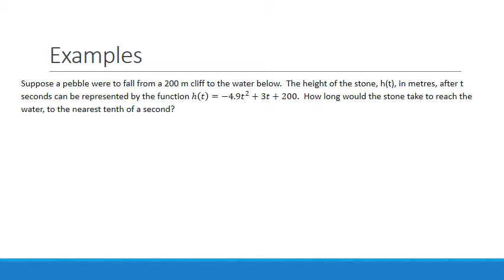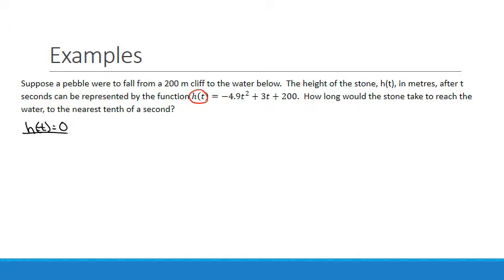Okay, so it says how long, so that's time. So that means we're going to be looking for t. That means we have to come up with a value for h. Remember that's height, and we're wondering how long the stone would take to reach the water. So we have to ask ourselves, what is the height of the stone at the water? Hopefully, if you think about it, you'll say the height would have to be 0. You're right. So h would equal 0.